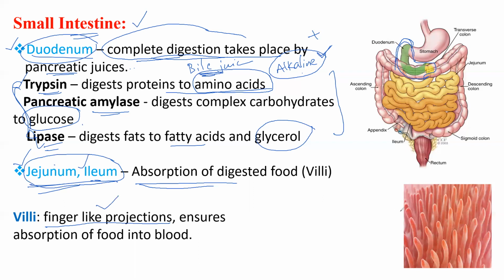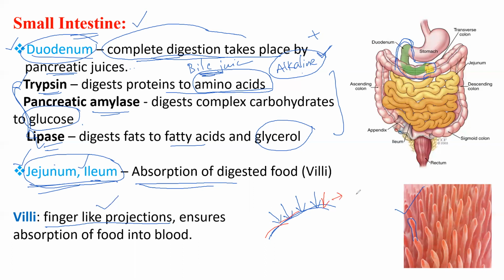These villi, you can see here in the picture, are like finger-like projections. They have the capacity to expand and contract. That makes the surface area larger, and on the larger surface area, all the food will get absorbed. Also, the villi are surrounded by a number of blood vessels. Due to that, there is better absorption.